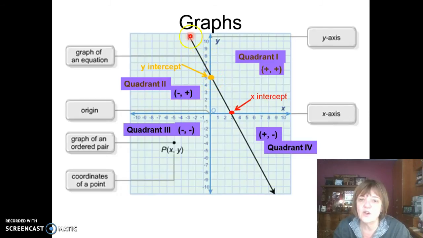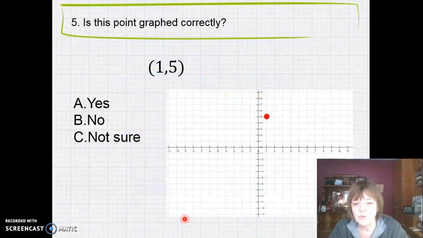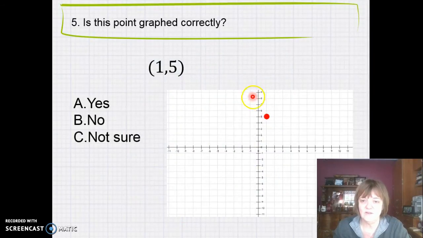So right here, where it crosses the y-axis, it's called the y-intercept. Where it crosses the x-axis, it's called the x-intercept. Pretty simple concept, but keep it very much in mind. It's very, very important, especially as we go on, as we graph lots of things. Okay, so here's another question for you. Is this point graphed correctly? Right there, that one right there.